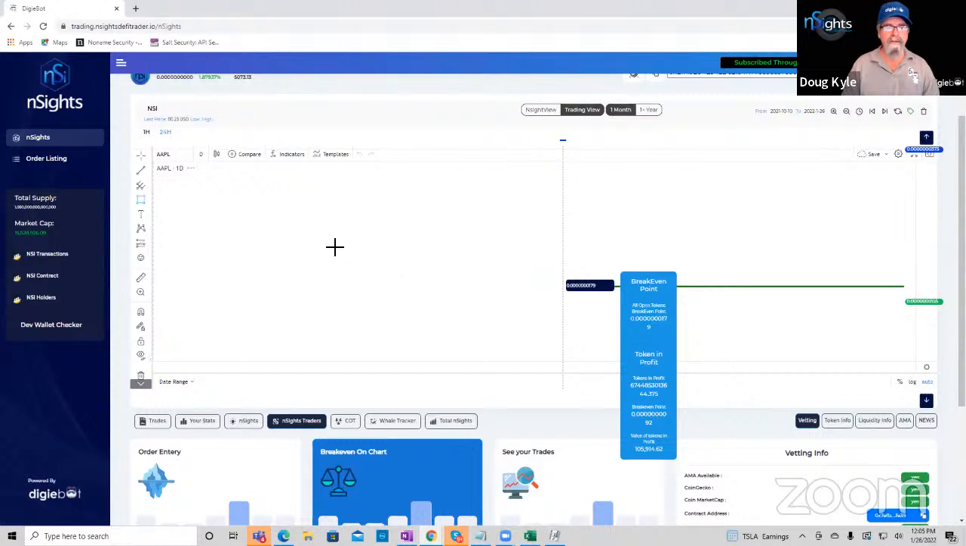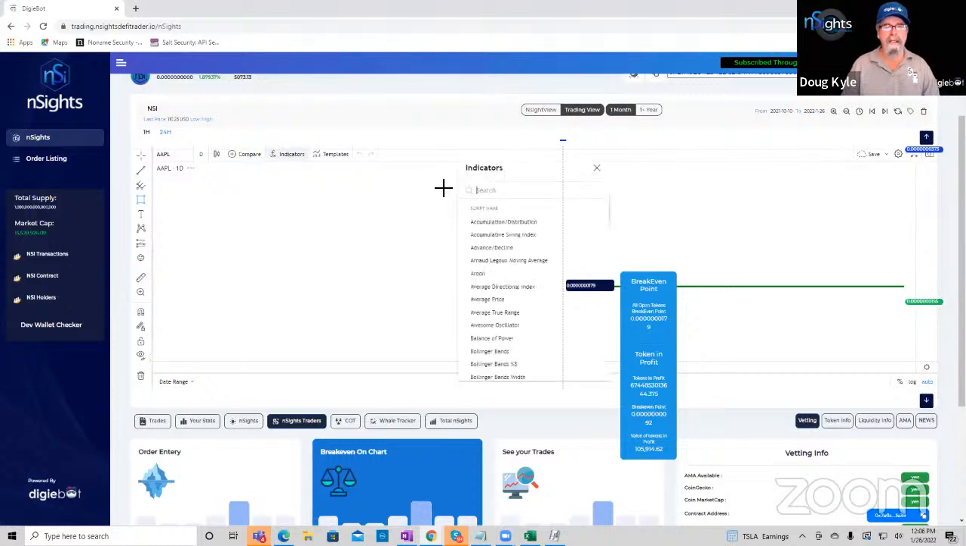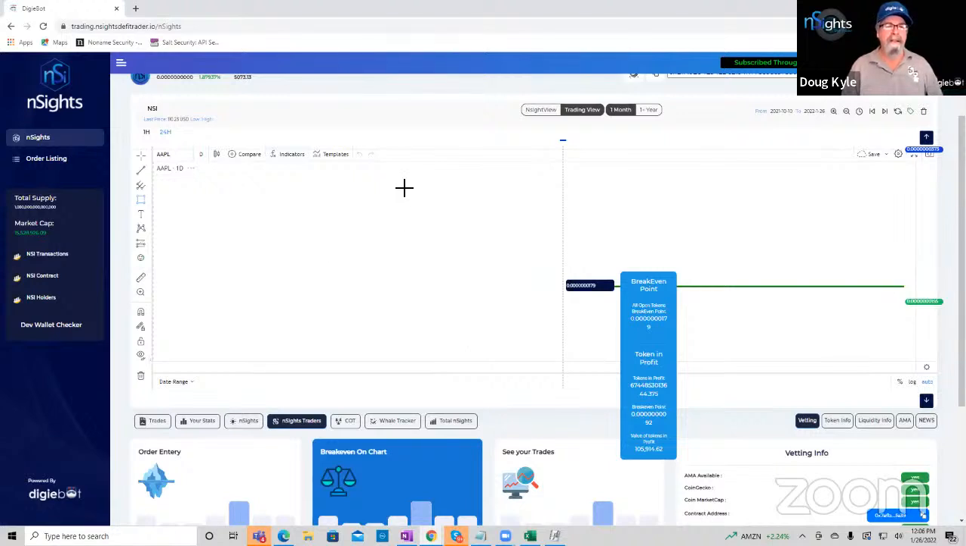And I don't know if any of these will work without the candles. But we also have all the indicators here that come standard now. You'll be able to do your templates. We'll be able to set up multiple templates in here and really dial in our trading with this.